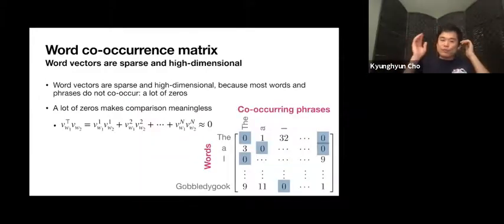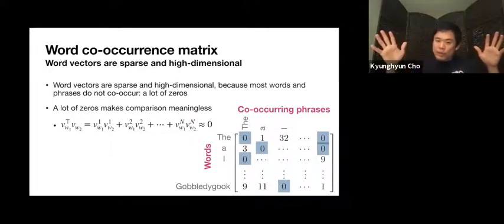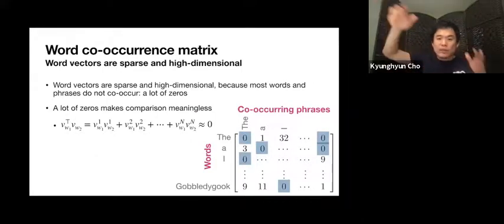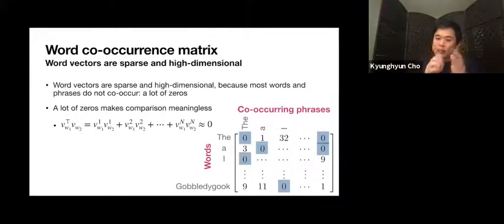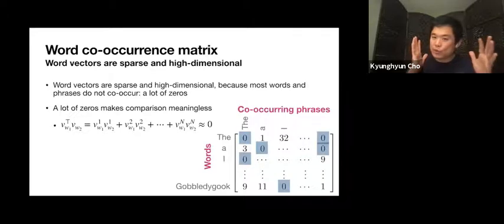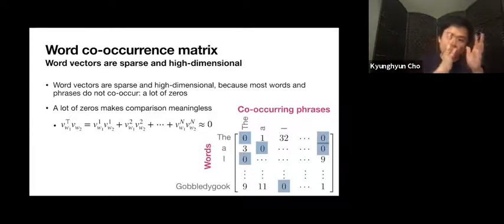Now, unfortunate thing about this word co-occurrence matrix is that these word vectors are very, very sparse, meaning that there are a lot of zeros, while it is very high dimensional, because we need to consider all possible co-occurring phrases. And a lot of zeros make it really difficult to compare these pair of word vectors because their similarity, which is often computed using so-called dot product, will almost always be close to 0, regardless of whether a pair of words are actually similar or not.